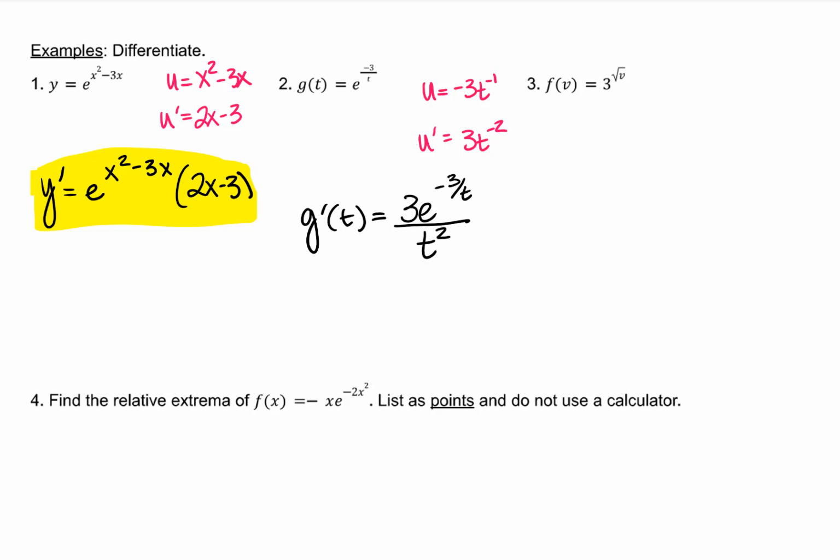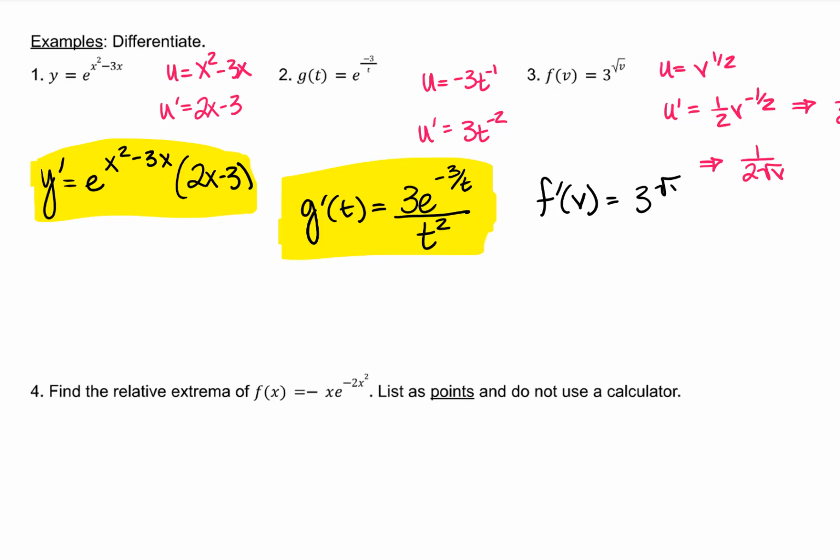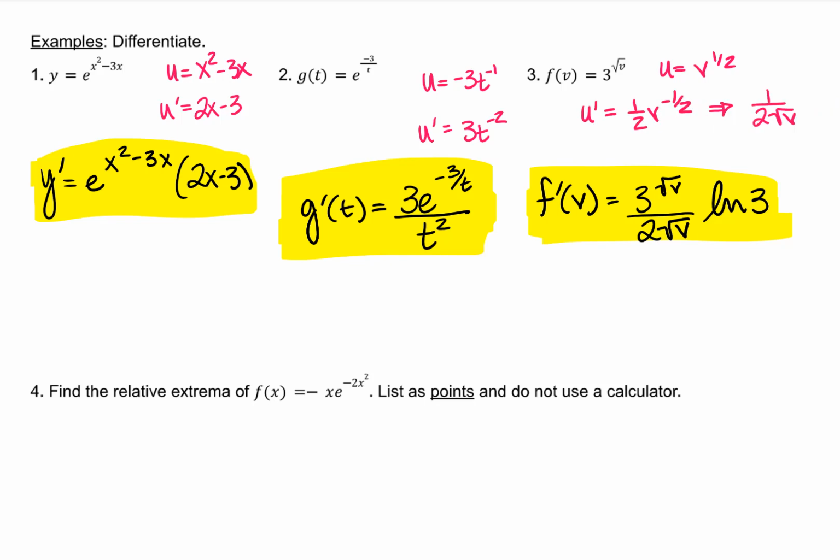This is 3 to the power of u. U is v to the 1/2, making u prime 1/2 v to the negative 1/2. F prime of v is a to the u times u prime times ln a. There's our answer.